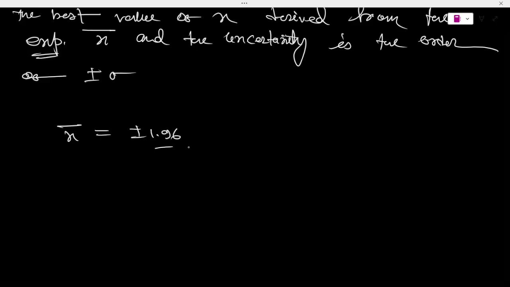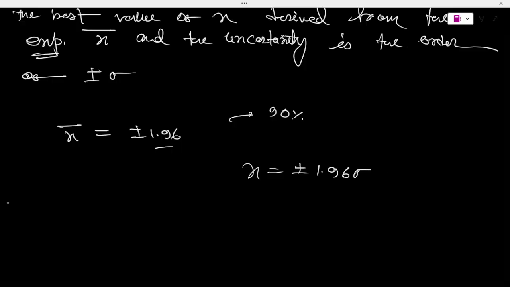So it can be shown that there is approximately a 90% chance that the true value lies within x bar plus or minus 1.96 sigma. If one wishes to be more sure, one can use several sigma, okay.